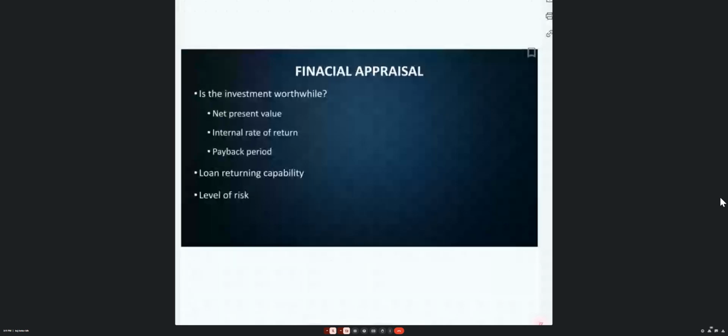Then, is the investment worthwhile? What's the net present value of the project? Then what's the internal rate of return? What is your payback period? So these are the things that you need to consider to see if the investment is worthwhile.